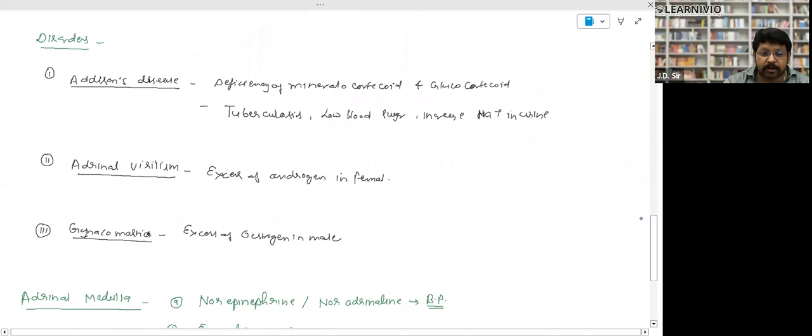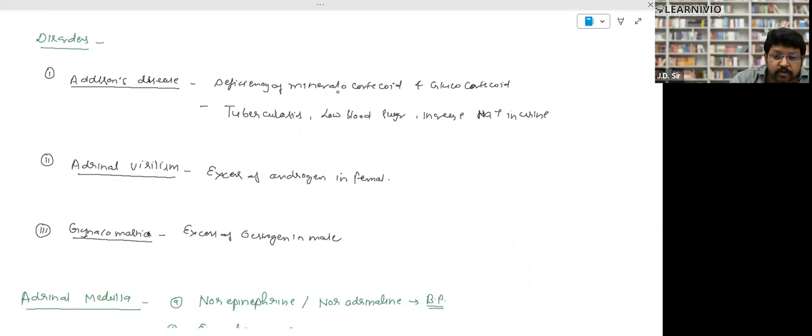Diseases are also important. Addison's disease. Deficiency of mineralocorticoid and glucocorticoid causes tuberculosis, low blood sugar, increased sodium in urine. This disease is called Addison's disease. Important. Adrenal virilism: excess of androgen in females is called adrenal virilism. It's not that important.